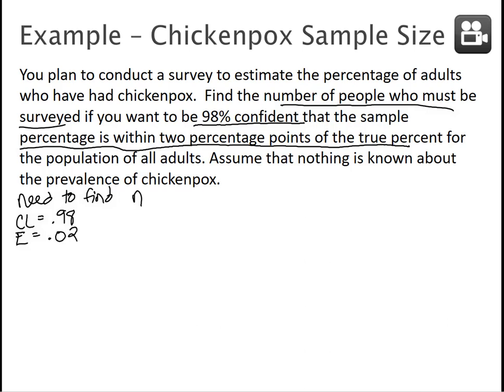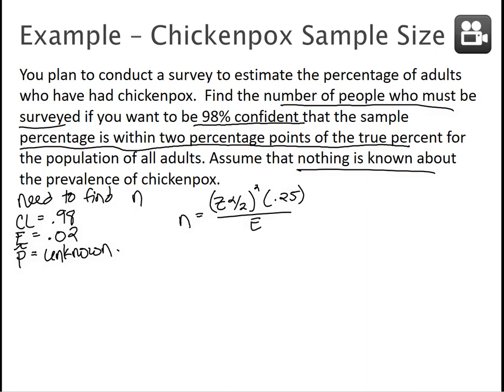And then it says, assume that nothing is known about the prevalence of chickenpox. So what this tells me is that P hat is unknown. I'm going to write that here. P hat is unknown. All right, so from that last video, we looked at our formula chart and we found that when P hat is unknown, N is going to be Z alpha over 2 squared times 0.25 divided by E squared.